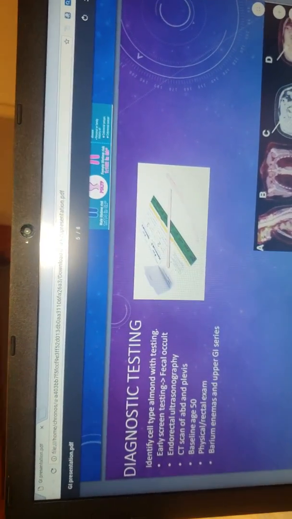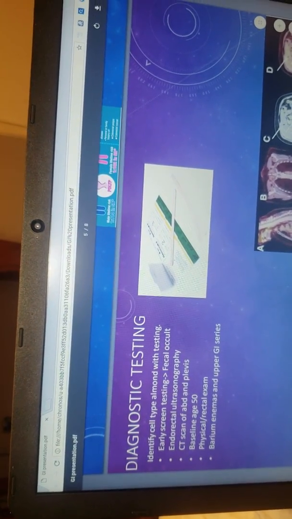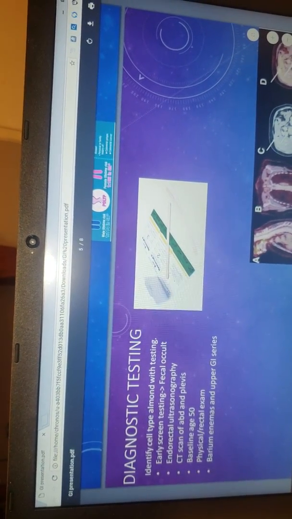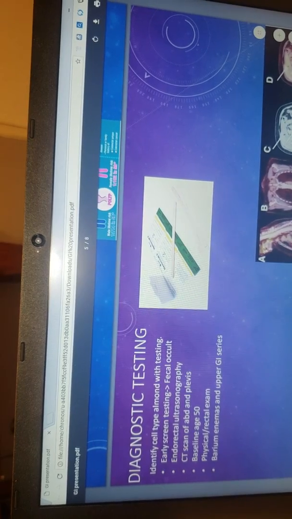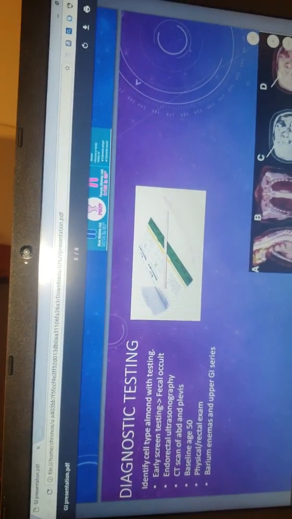Diagnostic testing. You can identify the cell type with testing. There's the fecal occult blood test. This is a picture of a fecal occult test that you can do with those little strips that we talked about in class.